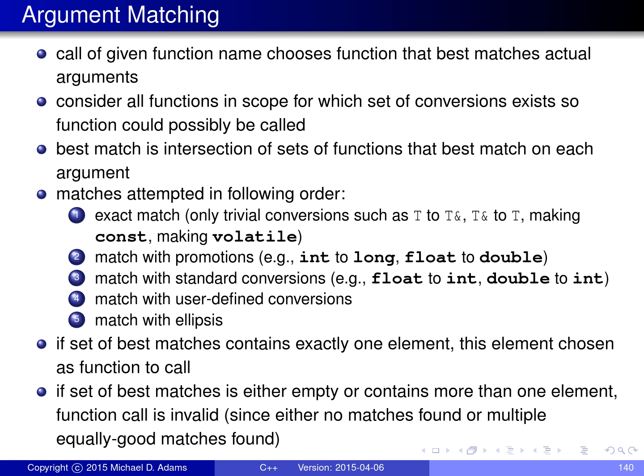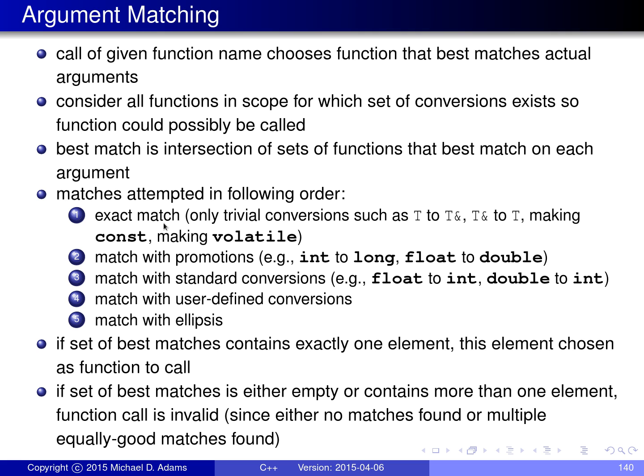The process of determining this best match considers all functions in scope that could possibly be called and proceeds in the following manner. First, for each argument provided in the function call, find the set of functions that best match that argument. And in order to determine the best match for each argument, the matches are attempted in the order listed on the slide. So the best match is an exact match.